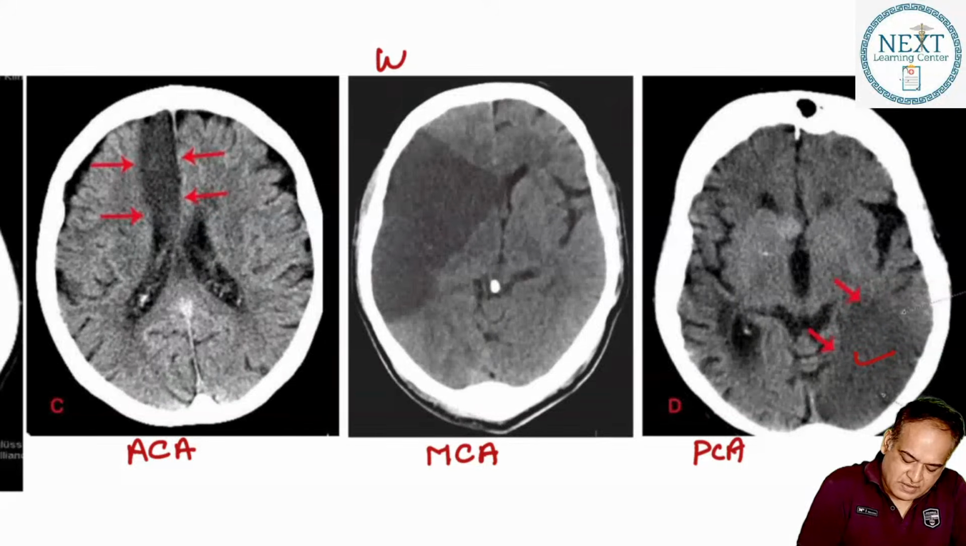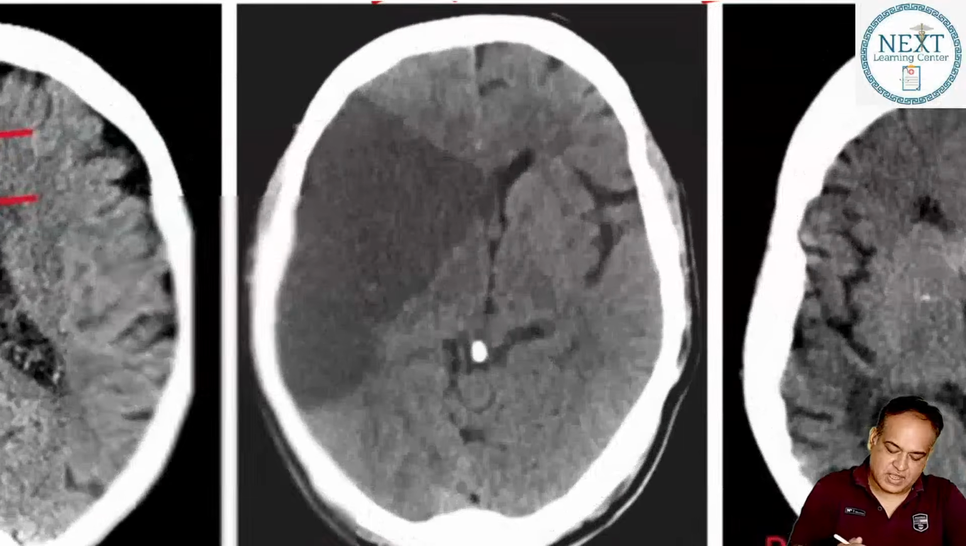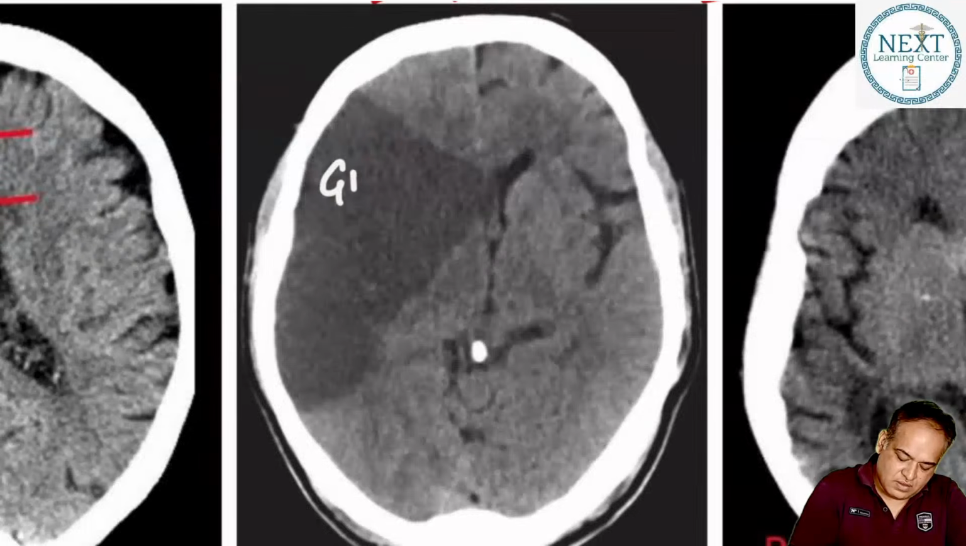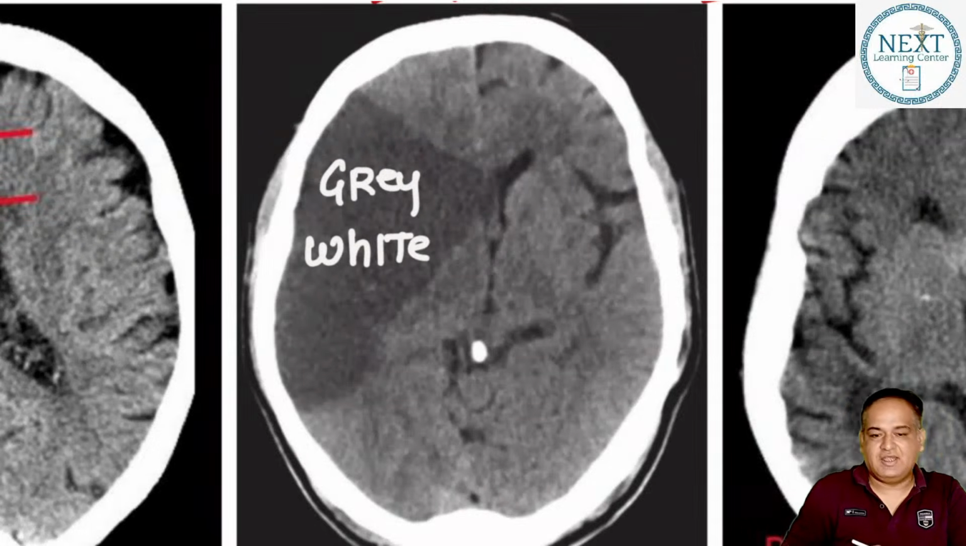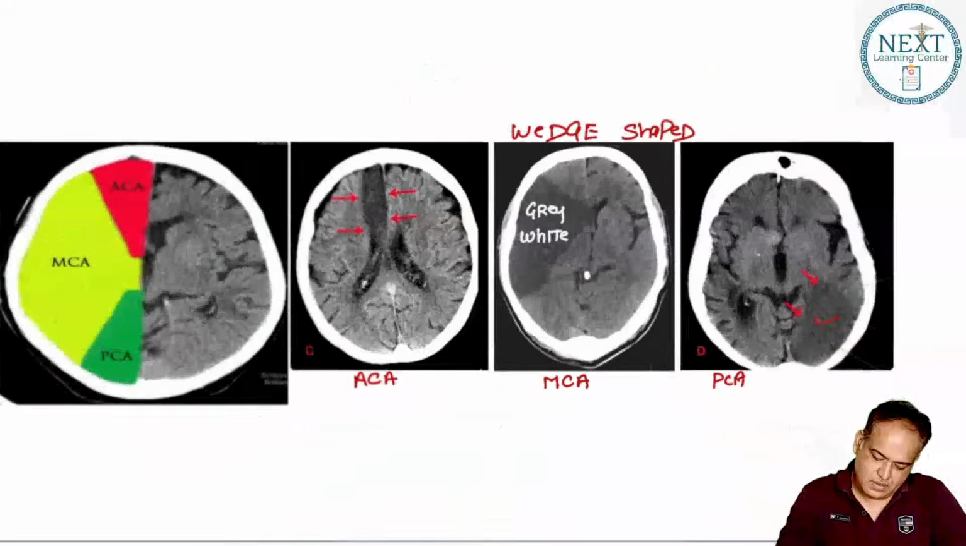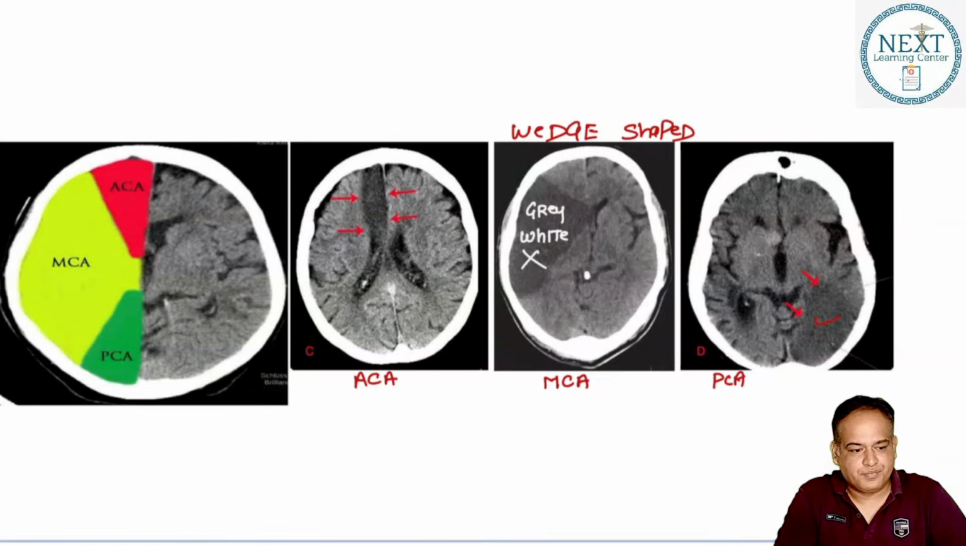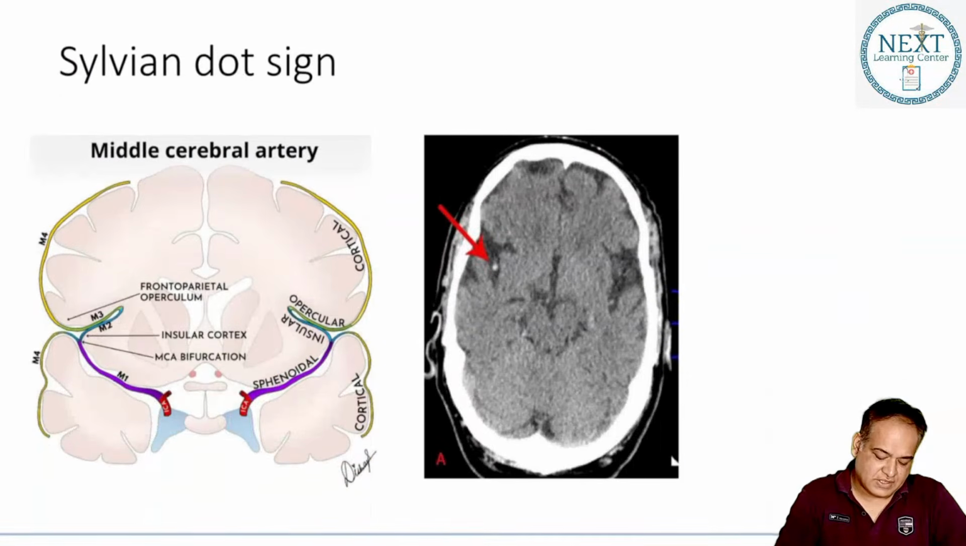So you see there is a wedge shaped infarct. Another thing which you notice here, that gray matter white matter differentiation is gone. Okay, these are the signs of stroke.